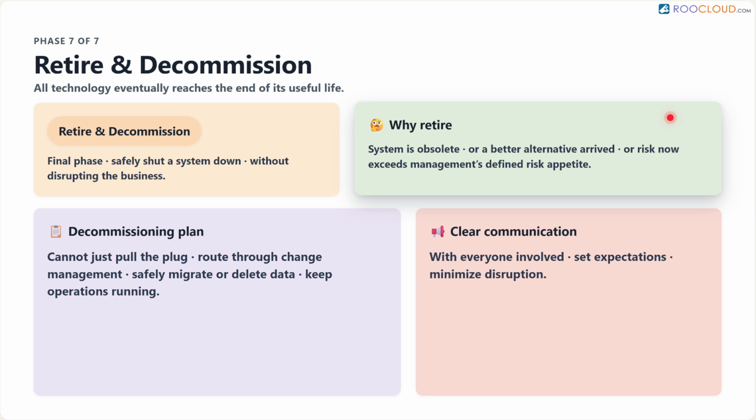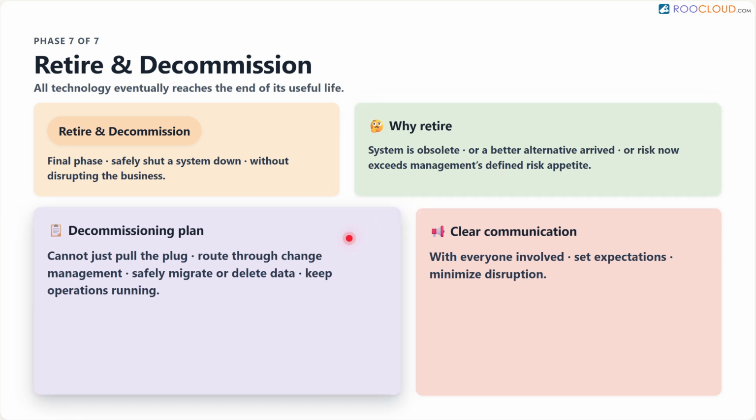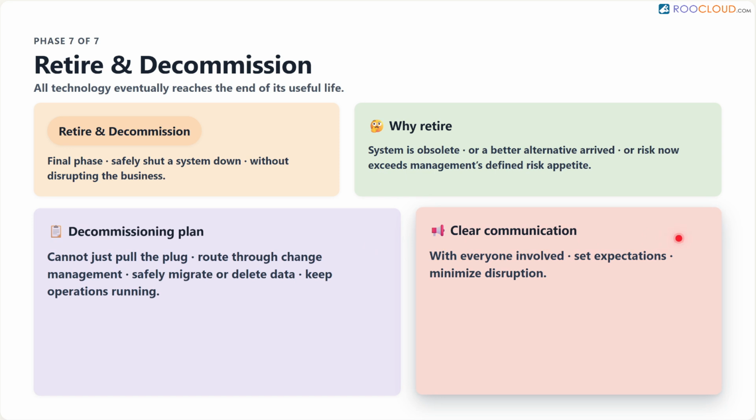You cannot just pull the plug. You need a detailed decommissioning plan routed through your change management process. You must safely migrate or delete the old data, ensure no other business systems crash when this one disappears, and guarantee operations continue without interruption. Throughout this phase, clear communication with everyone involved is essential to set expectations and minimize disruption.